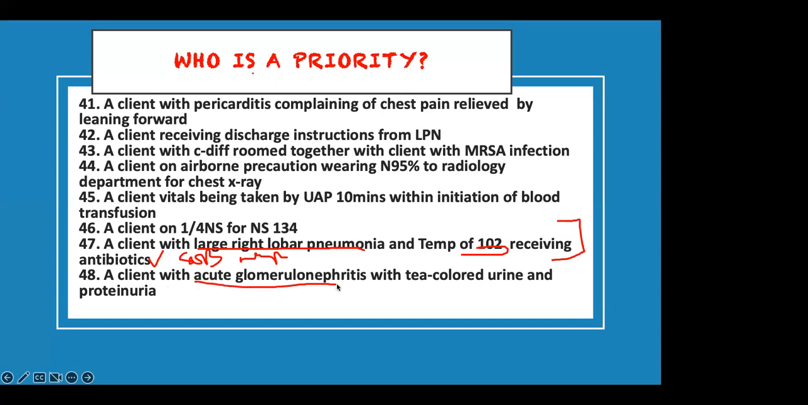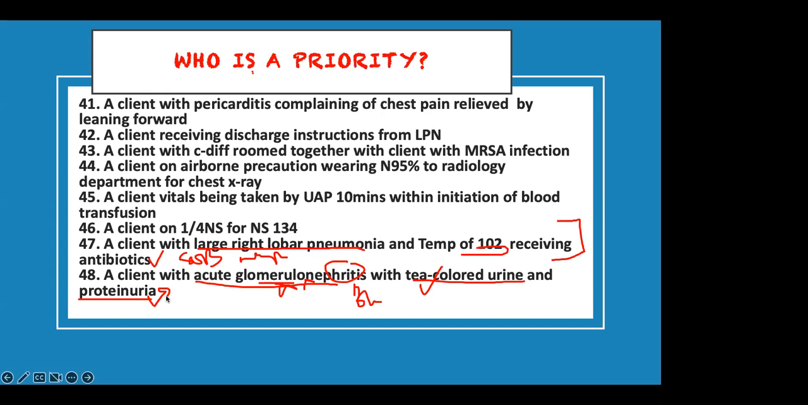A client with acute glomerulonephritis with tea-colored urine and proteinuria. Should you worry about this? No, you don't have to worry. It's tea-colored urine as expected, and proteinuria. It's expected. This is what you see with glomerulonephritis. Nephritis, glomerulus, destruction of the glomerulus. So the kidney cannot do its function, so you see some blood, so tea-colored urine, and protein will leak.